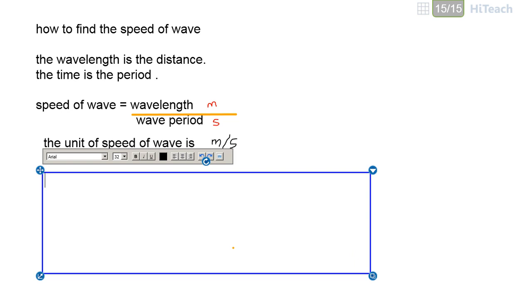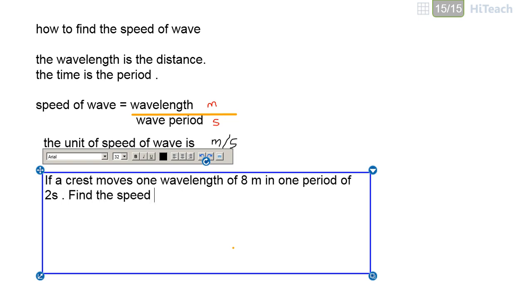The example here: if a crest moves one wavelength of 8 meters in one period of 2 seconds. Find the speed of wave.